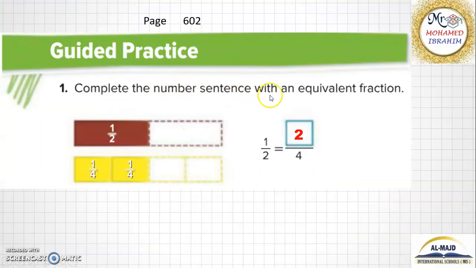Complete the number sentence with an equivalent fraction. This example is at page 602. Take out your math box and get ready with me. As you see here, the first rectangle has been divided into 2 equal parts, but we colored only half of the shape. Here, the second rectangle, we shaded 2 parts out of 4. It's 2 over 4.